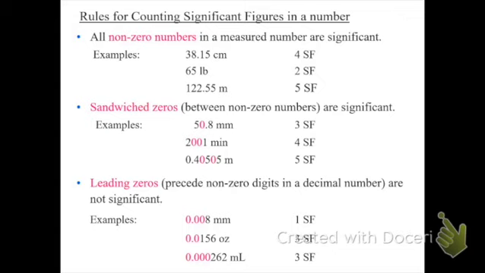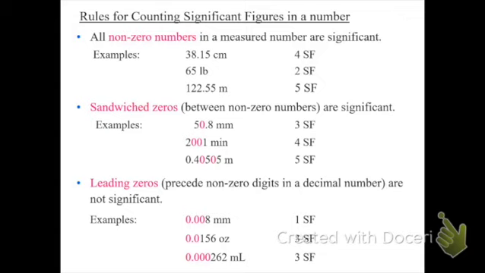That's rule number 1. Rule number 2, sandwiched zeros. That means the zeros that are between two non-zero numbers are also significant. You count them. So 50.8, that's 3.